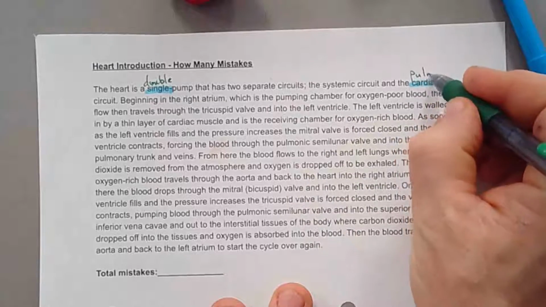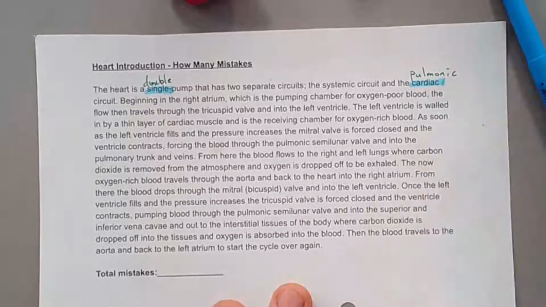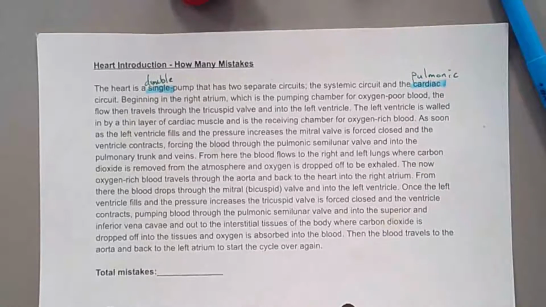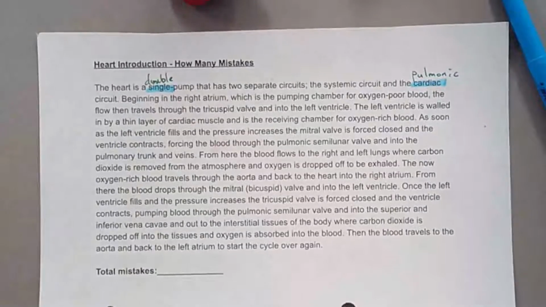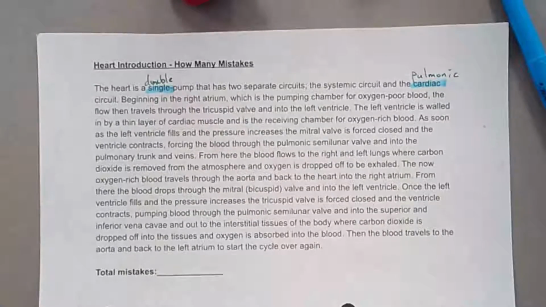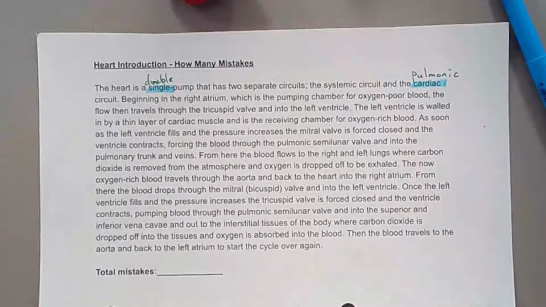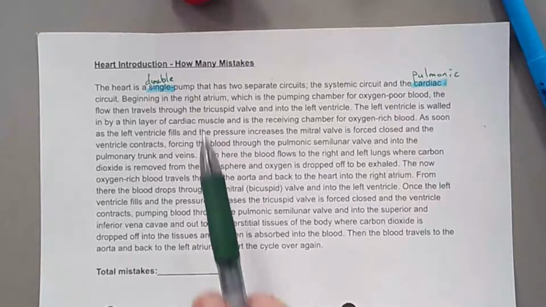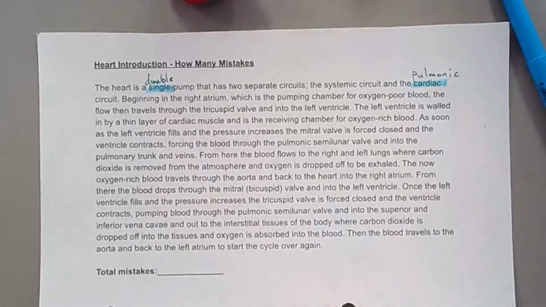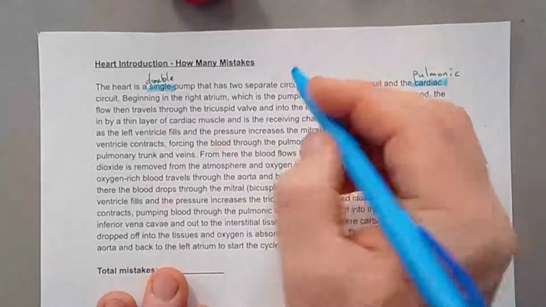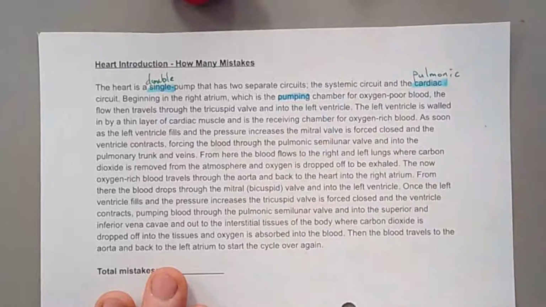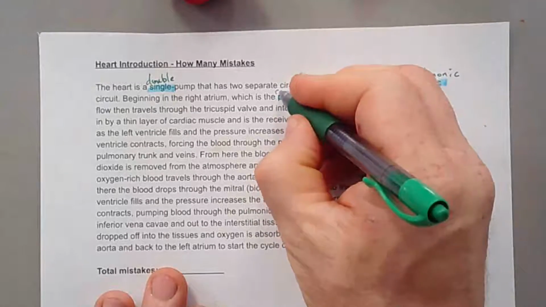What does pulmonic mean? Lungs. So that's your lung circuit. Where the heart pumps blood out to the lungs and then back. And the systemic circuit is where the heart pumps blood out to the body and back. So let's say we begin in the right atrium, which is the pumping chamber. Well, that's wrong. The atria are receiving chambers, not pumping chambers. They receive blood.